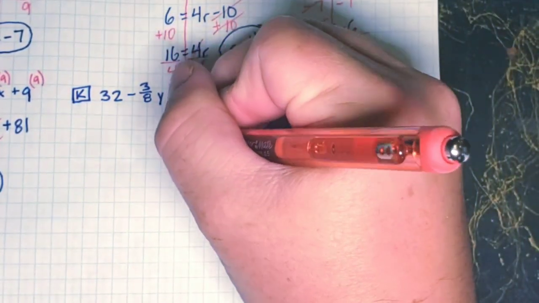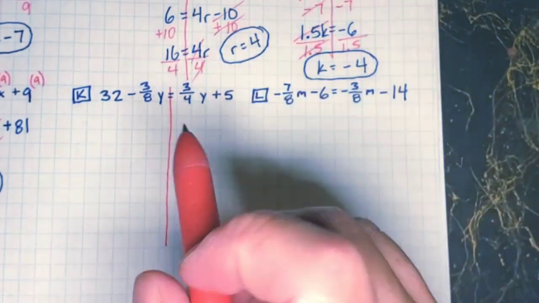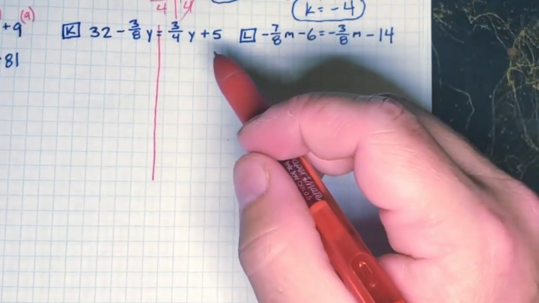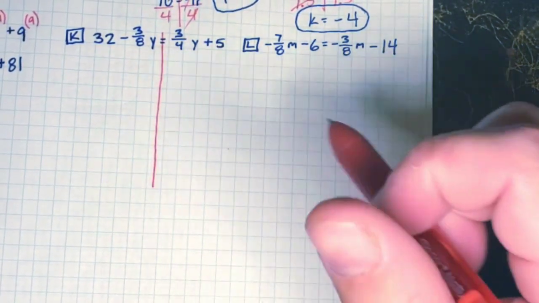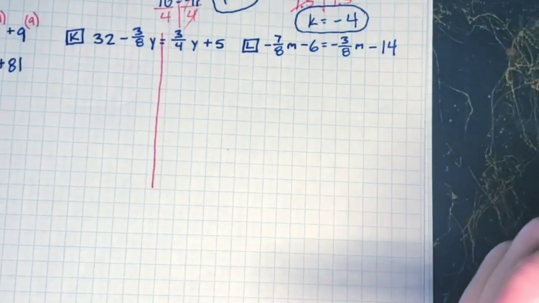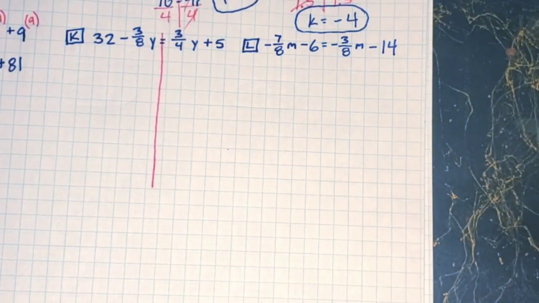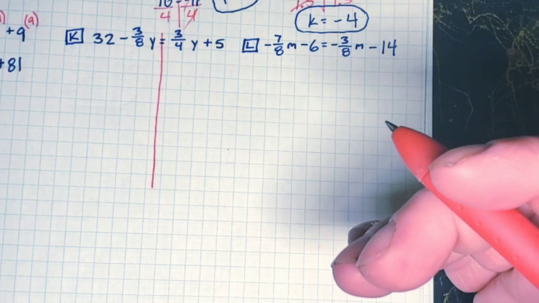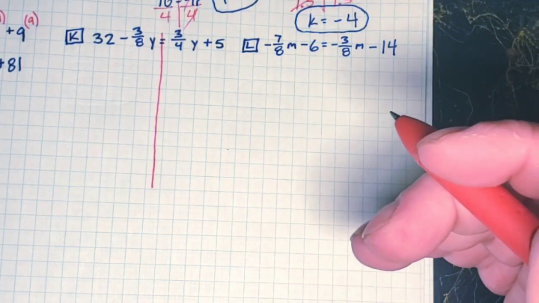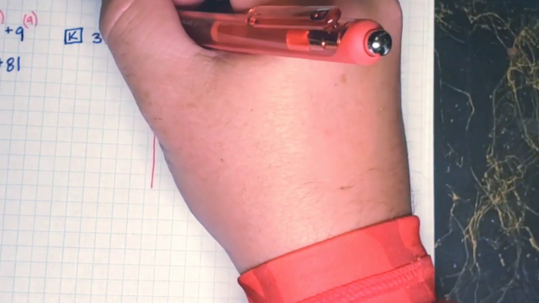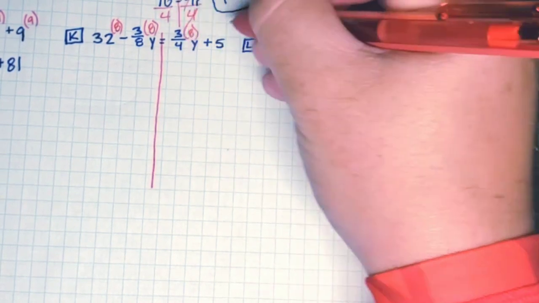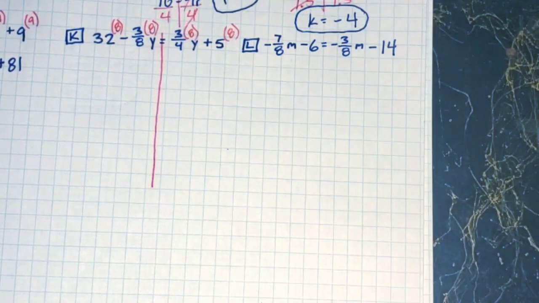Let's look at letter K. 32 minus 3/8 y equals 3/4 y plus 5. Again, there are fractions in this. Boo, fractions. So let's get rid of said fractions. Look at your denominators. We've got an 8 and a 4. What is the least common multiple of 8 and 4? That'd be 8. So we're going to multiply every single term times 8. That's the only way to do this, is to multiply everything by 8.